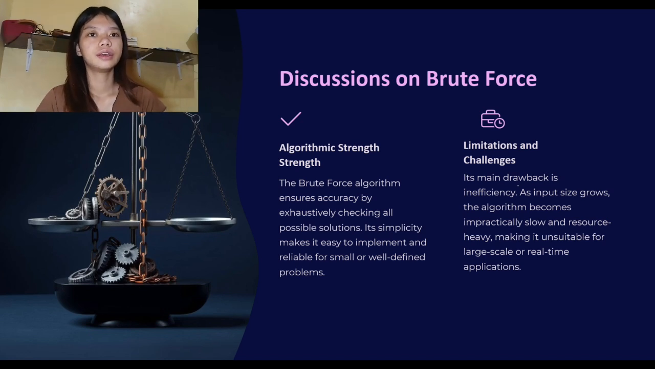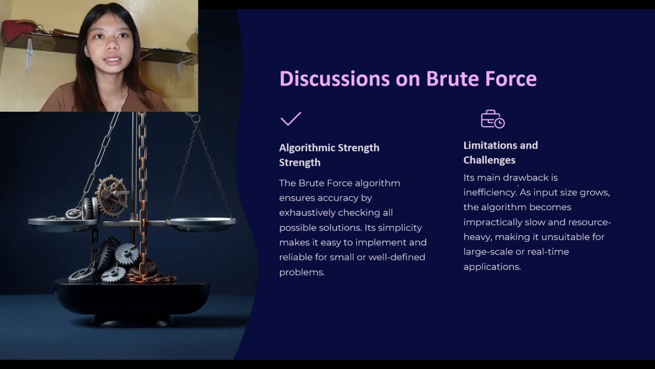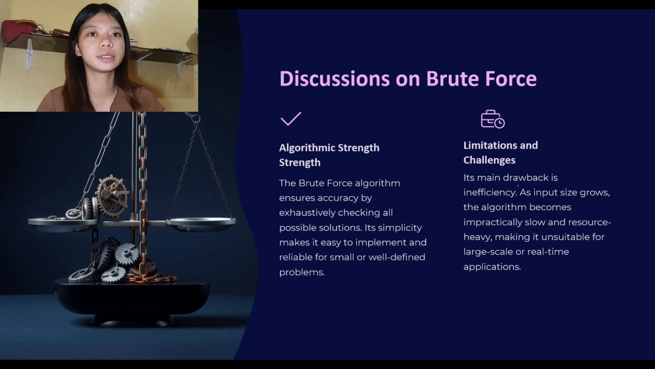Algorithmic strength. The brute force algorithm guarantees accuracy by exhaustively checking all possible solutions. Its simplicity makes it easy to implement and reliable for small or well defined problems. Limitations and challenges. Its main drawback is inefficiency. As the input size grows, the algorithm becomes impractically slow and resource heavy, making it unsuitable for large scale or real time applications.